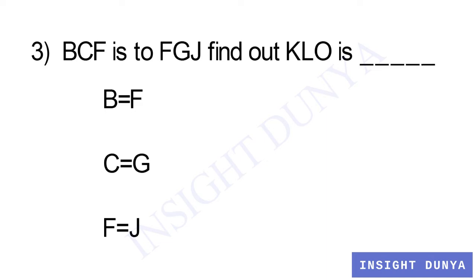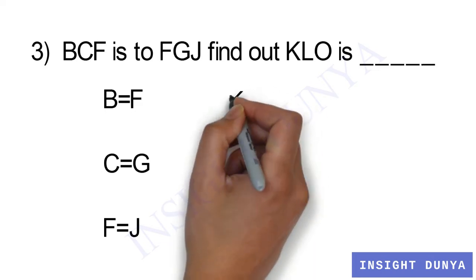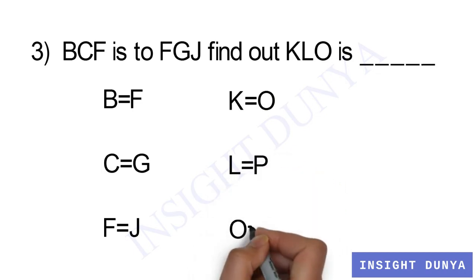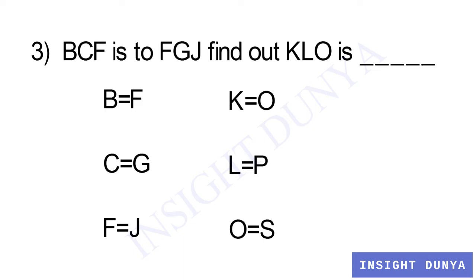And we know that 4th alphabet after B is F. Similarly, 4th alphabet after C is G, and fourth alphabet after F is J. This is the relation, so apply this pattern to KLO. So fourth alphabet after K is O, and fourth alphabet after L is P, and fourth alphabet after O is S. Hence the answer is OPS.